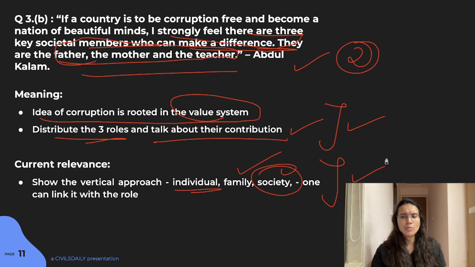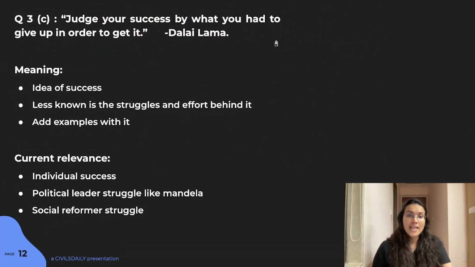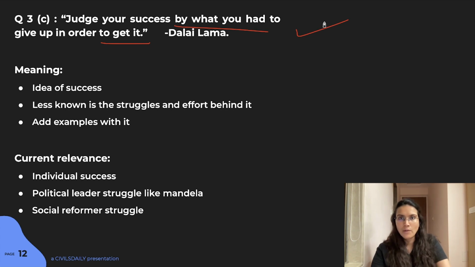So I think this seemed to be an easy question, but it was a very interesting question where you could have covered multiple aspects. Next is: judge your success by what you had to give up in order to get it. Again, I am just giving you a direction for the questions. It's not that if you've written something extra and I've not talked about it, that is wrong. This is a major outline of something that you can write in your answer.